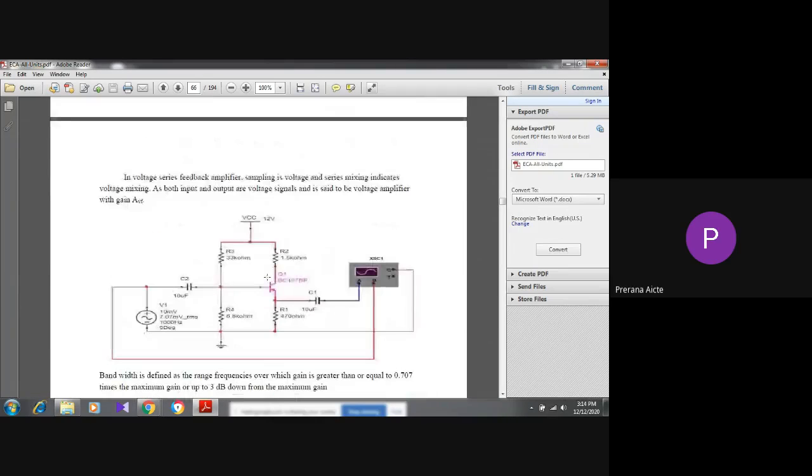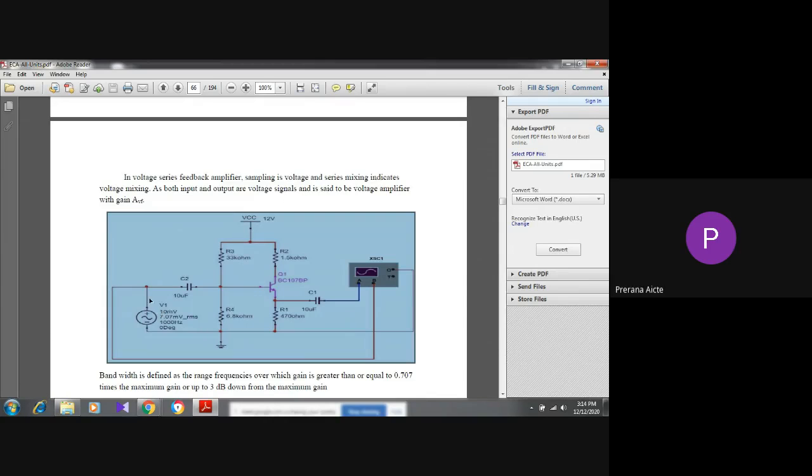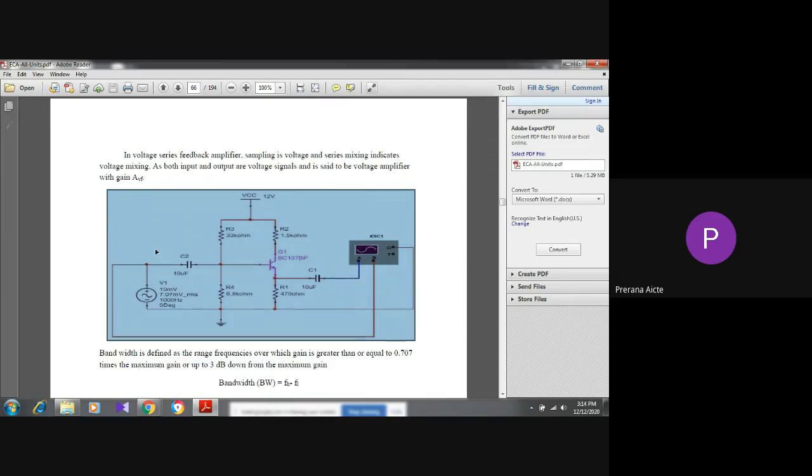Now this is an example of a voltage series feedback diagram. Voltage series is nothing but a voltage amplifier. In voltage series feedback, sampling is voltage and series mixing is voltage mixing. See here, the input is a voltage source, and the output also samples the voltage. Both input and output are voltage signals, and it is said to be a voltage amplifier. So this is the voltage amplifier diagram.